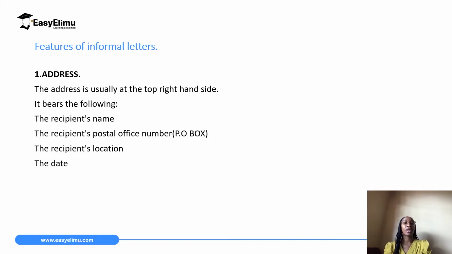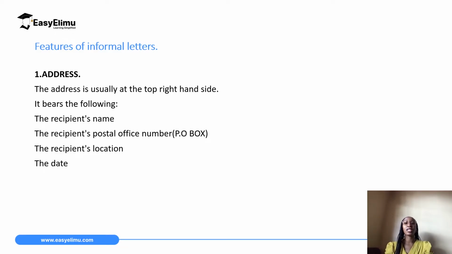So when we are writing a letter, specifically an informal letter, there are things to consider. There's the structure of how an informal letter looks. And the first thing is that it has an address. This address is usually at the top right. It bears the name of the person you are writing the letter to, not your name, but the name of whoever is going to receive this letter. So if you're sending this letter to, let's say, your friend or your cousin, you write their name.